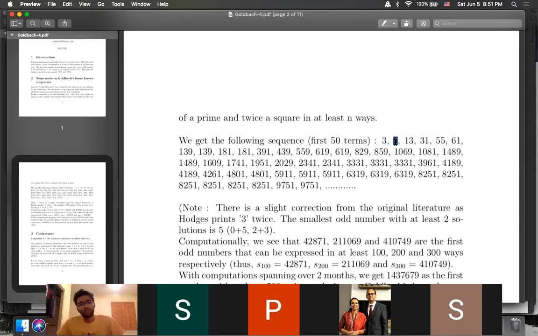Can we think of which are the 2 ways and put it in the chat? So which are the 2 ways in which you could represent 5 as a prime plus twice a square? Prime plus twice a square. Let's put it in the chat. We want to represent the number 5.